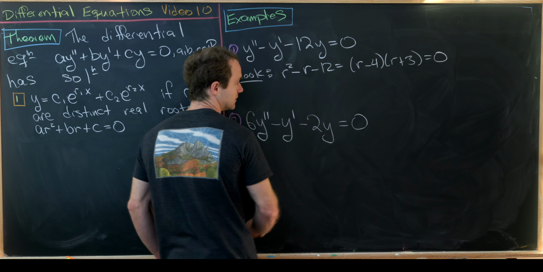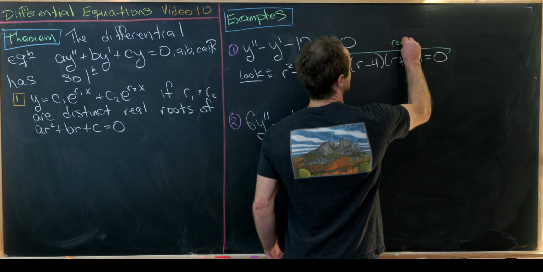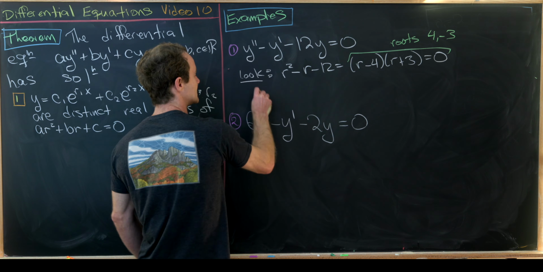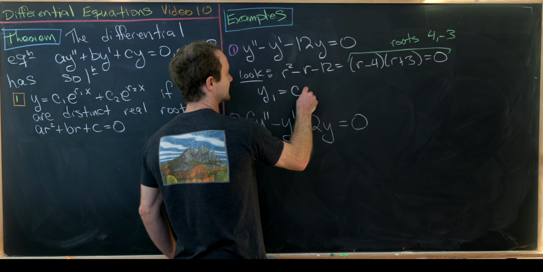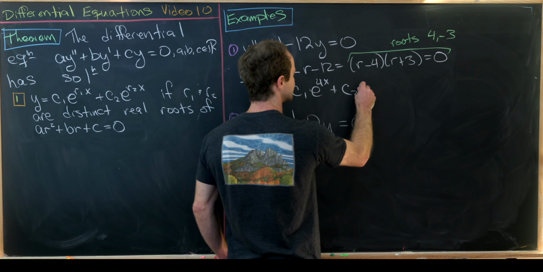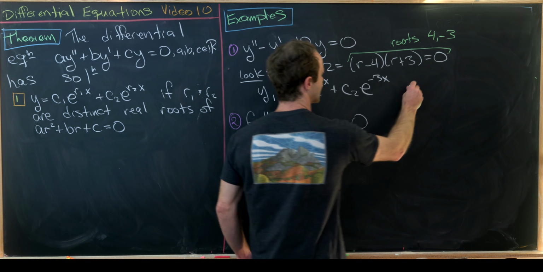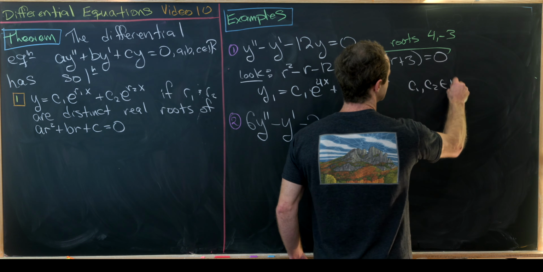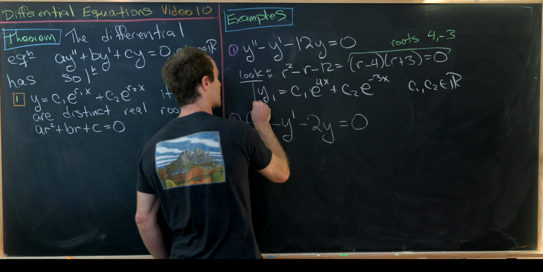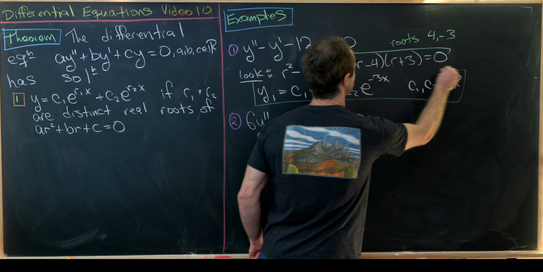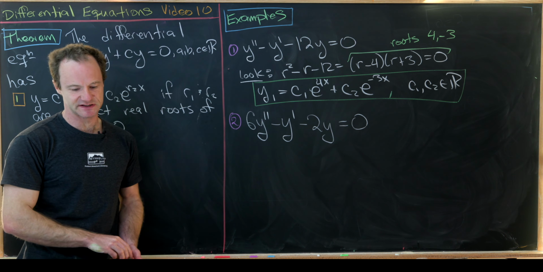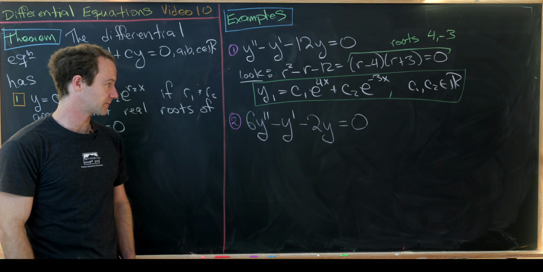So since this thing has roots 4 and negative 3, we can easily write down our general solution. That'll be c1 e to the 4x plus c2 e to the negative 3x, where c1 and c2 are arbitrary constants. Now I should point out that those arbitrary constants can be determined if we have an initial condition. We'll look at some examples with that a bit later.